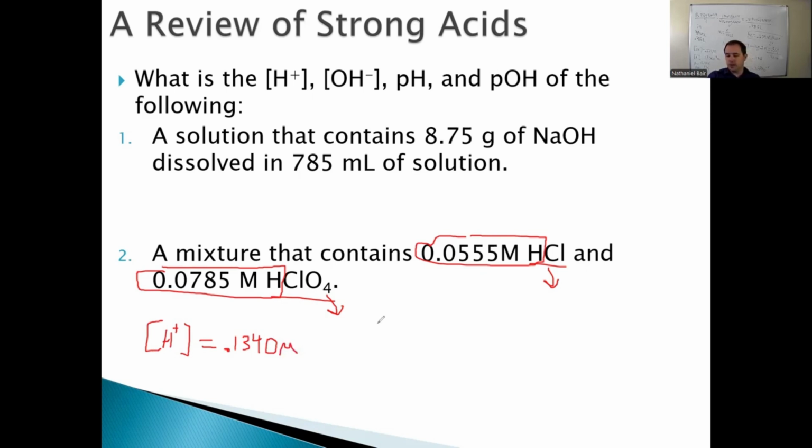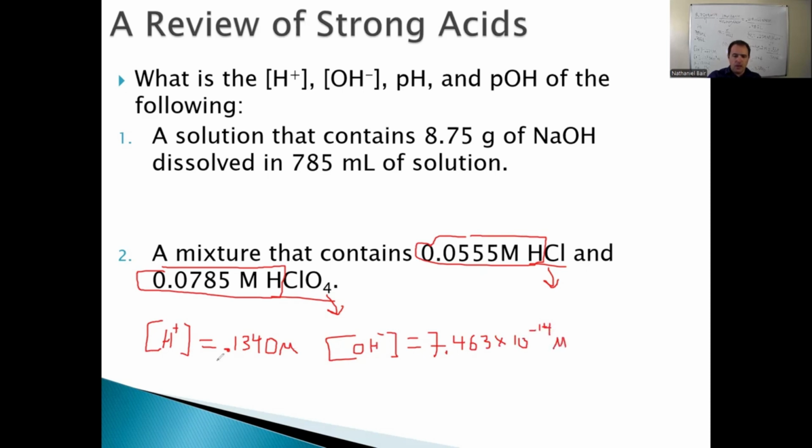People freak out when they see those kinds of problems. Then we could get the hydroxide ion concentration. Let's do it the opposite way. If we take 1 times 10 to the negative 14th divided by that, so 1 times 10 to the negative 14th divided by 0.1340, that would be a hydroxide concentration of 7.463 times 10 to the negative 14th molar.